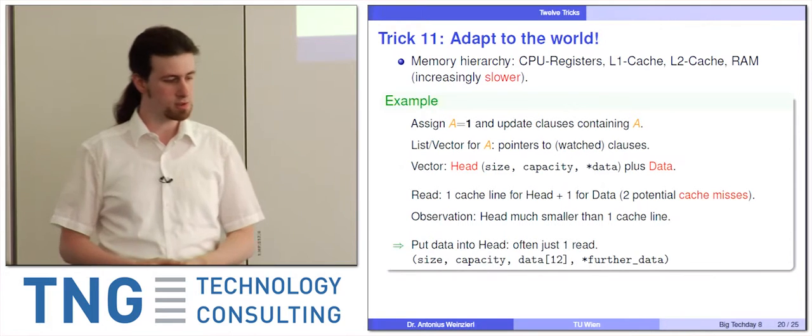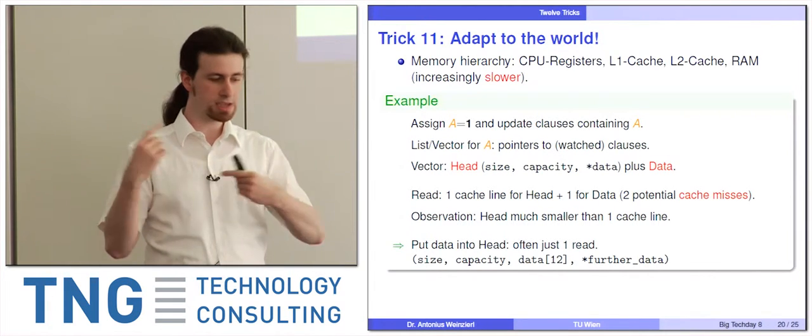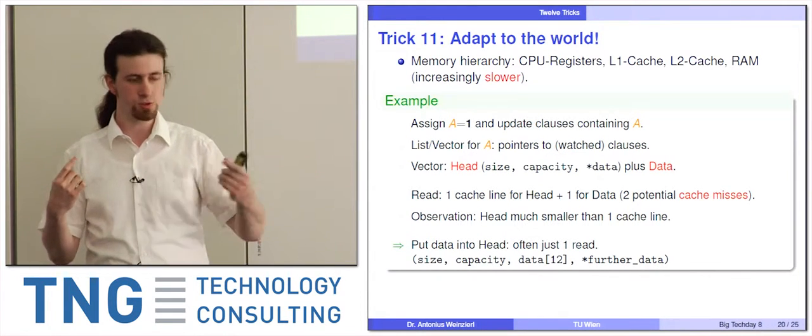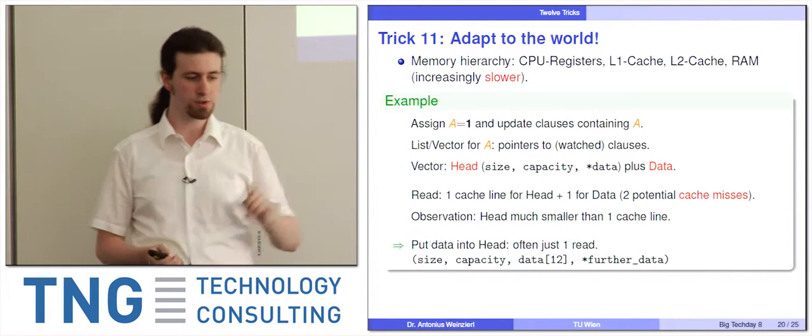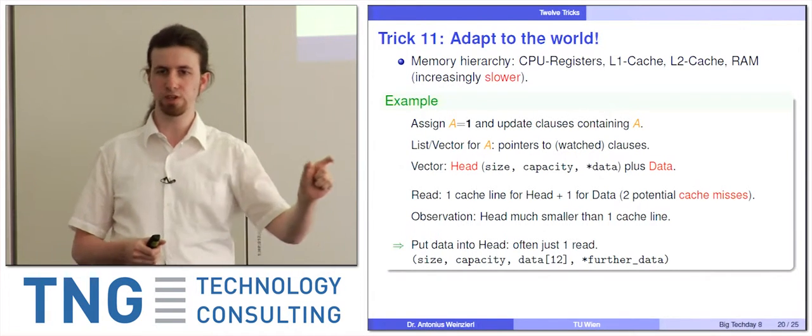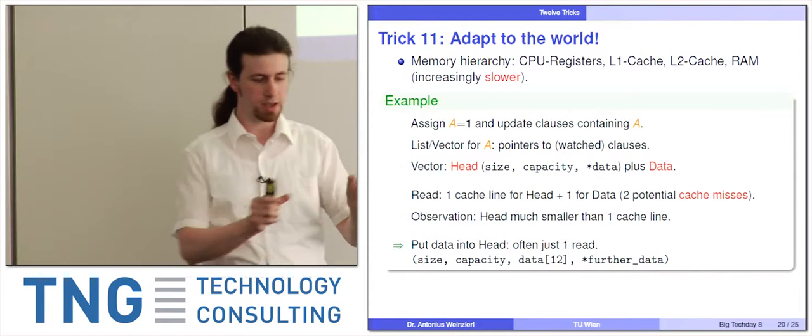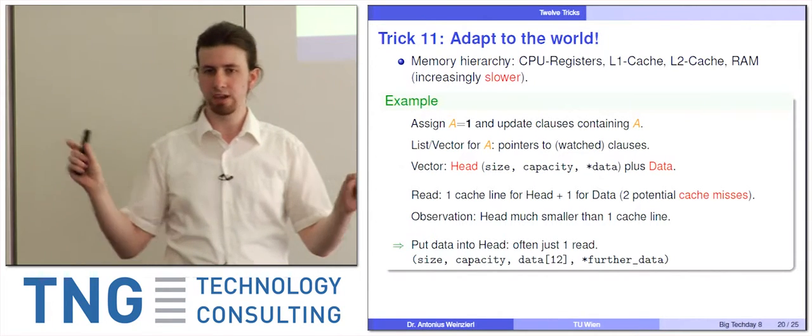And this means if we want to read in the data, we have two cache lines that we have to read. The first cache line is where the information from the head is stored, and the second is for the actual data.